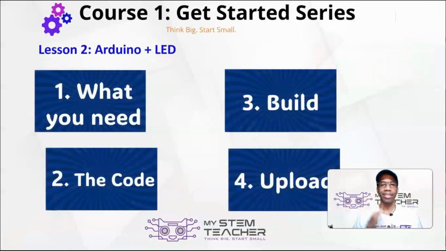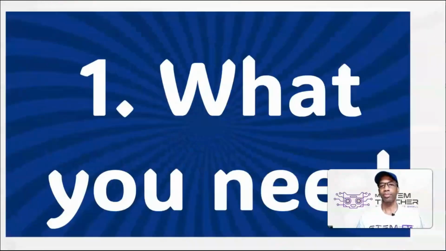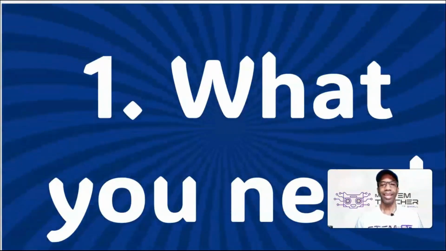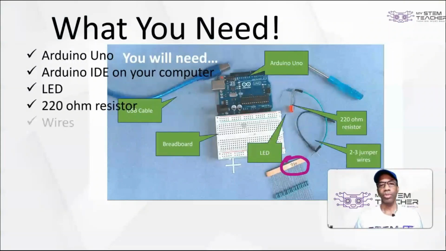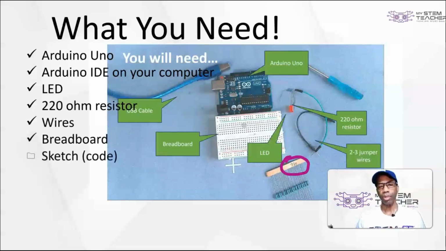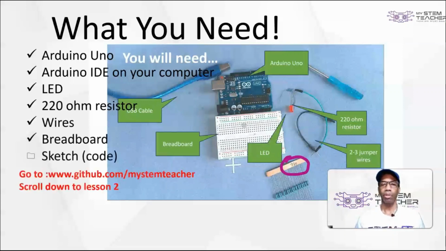All right, there are 4 parts to this lesson, and every lesson: what you need, the code, how to build it, and what it looks like when it's successful and uploads. So what do you need in this lesson? You'll need an Arduino Uno, Arduino IDE for your computer. Hopefully you looked at lesson 1 to see how to do that. An LED, a 220 ohm resistor, wires, a breadboard, and a sketch. And don't worry, if you go to www.github.com/mystemteacher, you can scroll down and look for Arduino lesson 2, and everything you need is there.